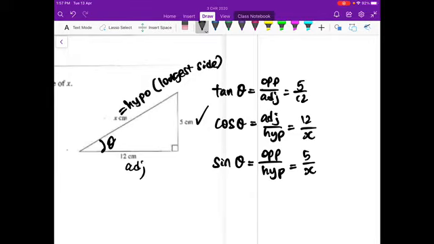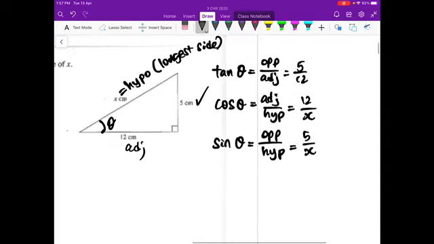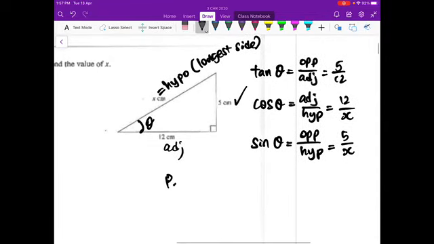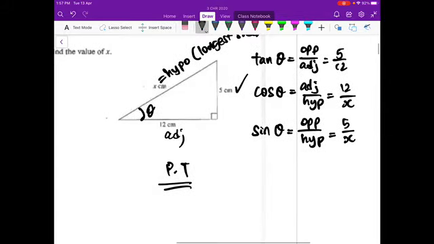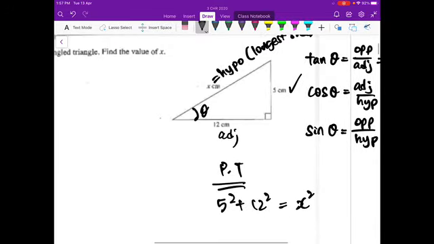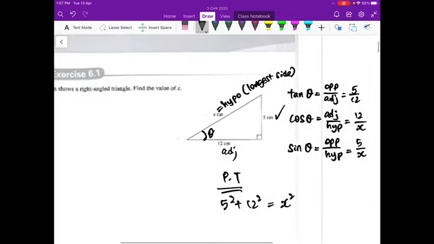Then we also have our Pythagoras theorem. Pythagoras theorem for right angle triangle. So the sum of the two sides, 5 square plus 12 square, will be the longer side squared. That's our Pythagoras theorem. And now, back to the question. Find the value of x.